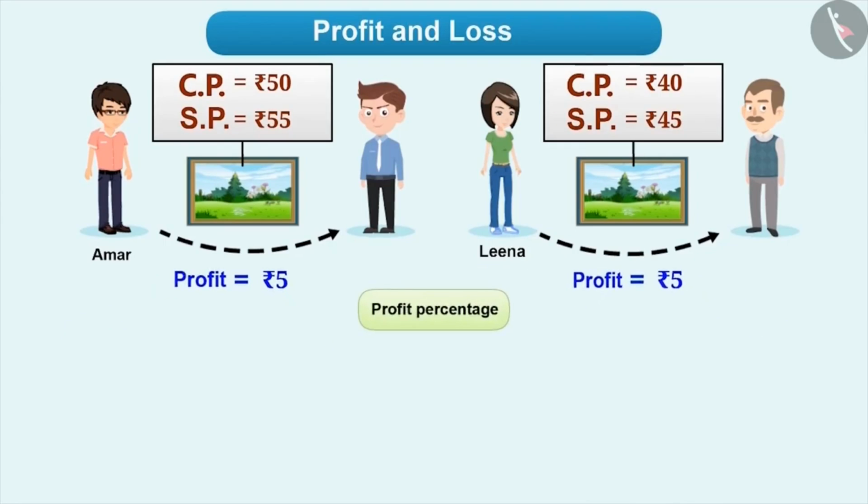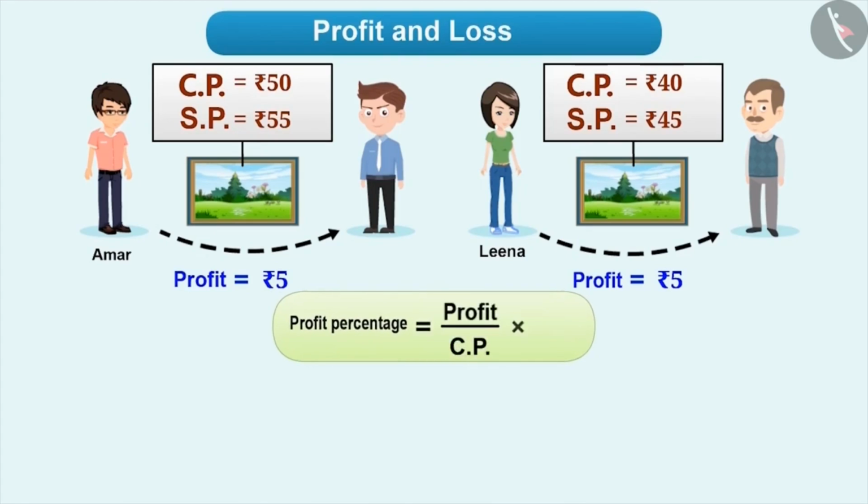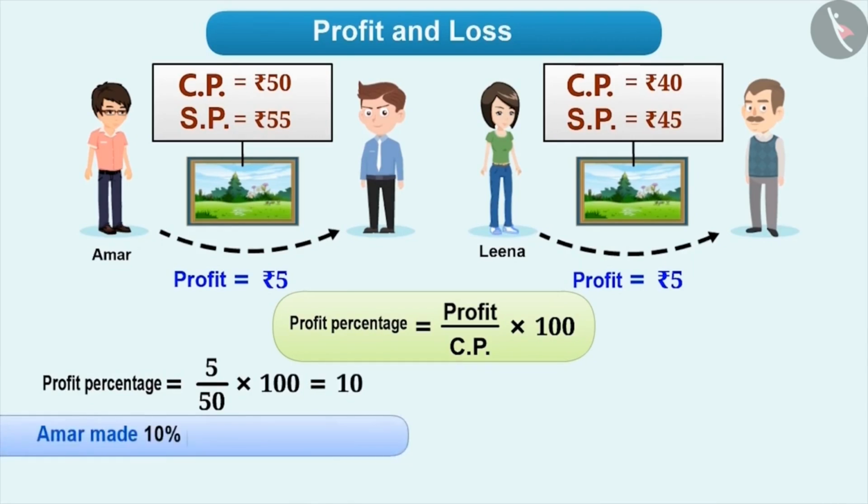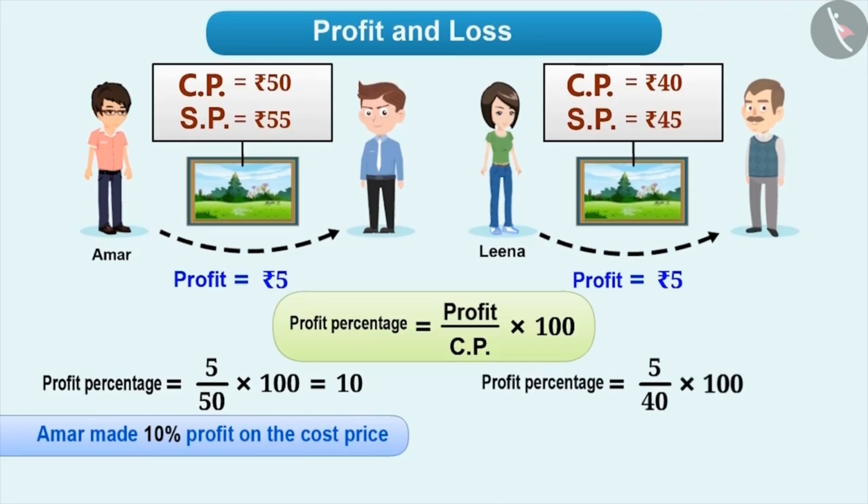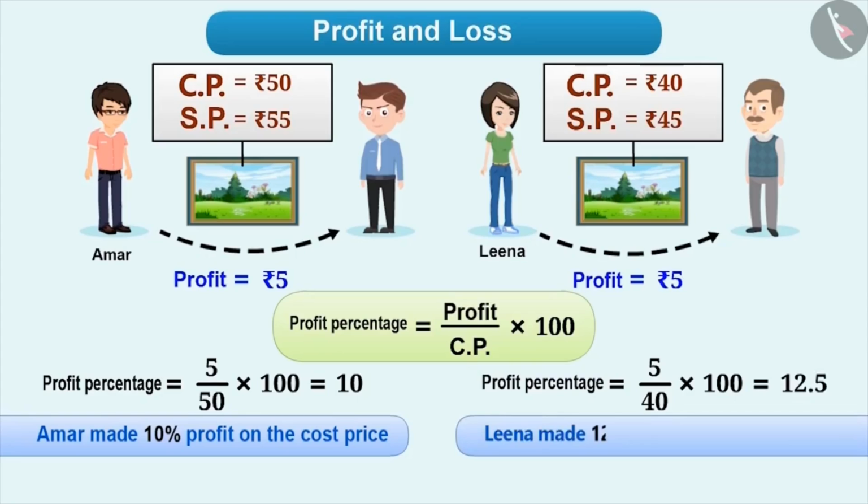We know that to represent any fraction in percentage, we multiply it by 100. Therefore, profit percentage is equal to profit by cost price into 100. So profit percentage of Amar is equal to 5 by 50 into 100, which is equal to 10. That means Amar has made 10% profit on the cost price. And the profit percentage of Leena is equal to 5 by 40 into 100, which is equal to 12.5. That means Leena has made 12.5% profit on the cost price.